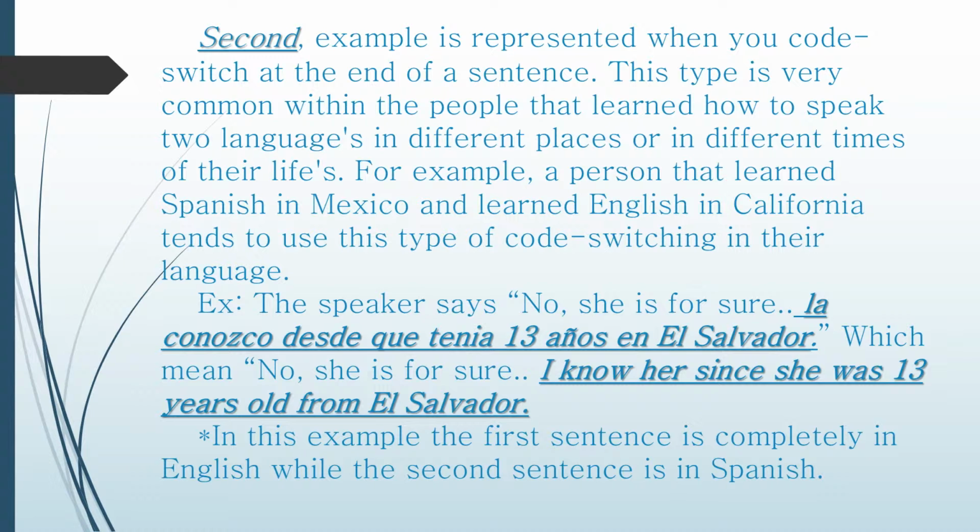Example: the speaker says, "No, she is for sure. La conozco desde que tenía 13 años en El Salvador," which means, no, she is for sure. I know her since she was 13 years old from El Salvador. In this example, the first sentence is completely in English, while the second sentence is in Spanish.